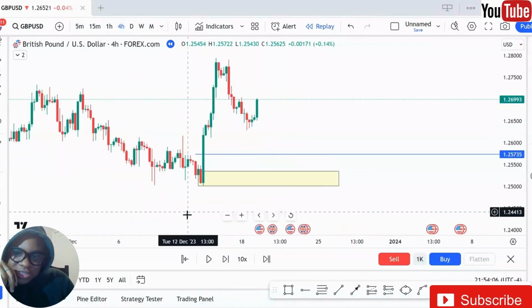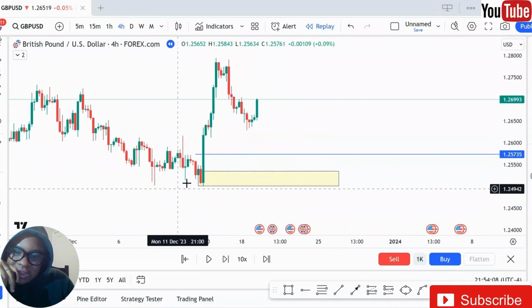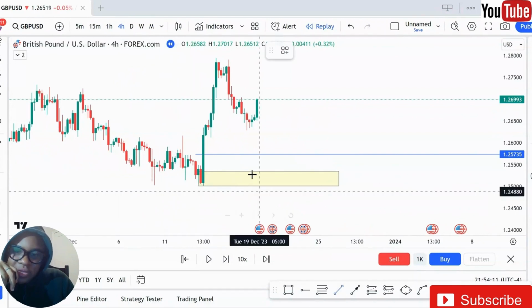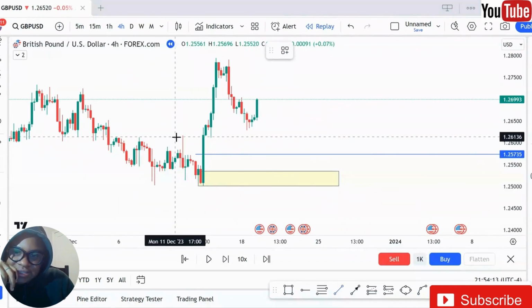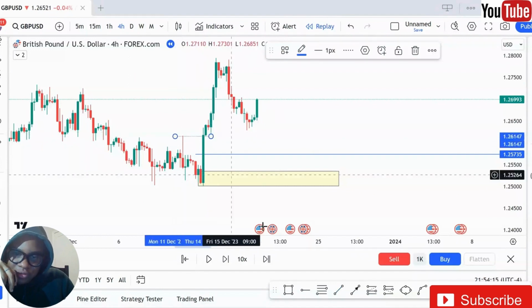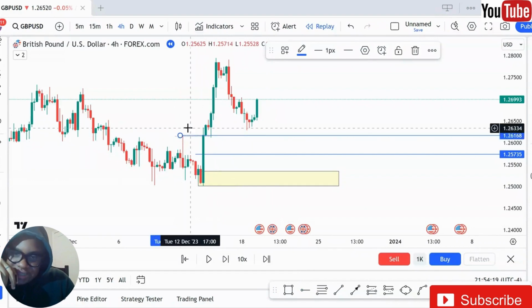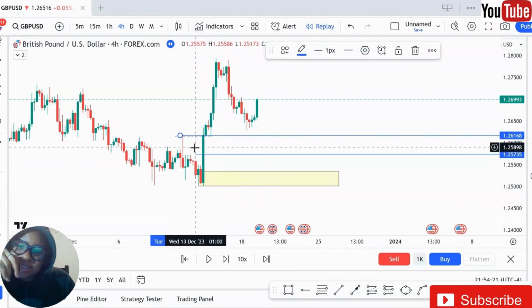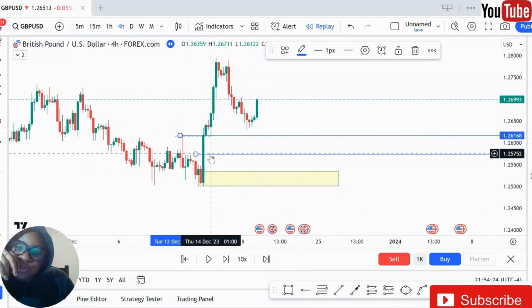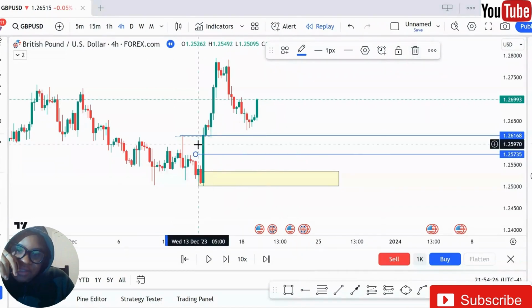On the 4 hour chart, if I put my line here, there was no break of structure here, but we have a swing high indicating a mitigation block. So for me, I always use a line. Don't get confused. I always use a line here. This line has indicated for me that if the market gets to this zone, there's going to be a reaction.